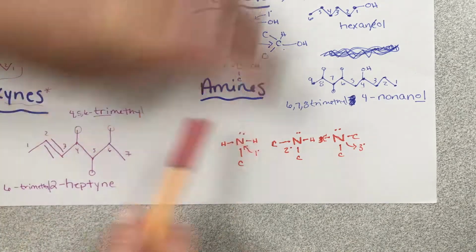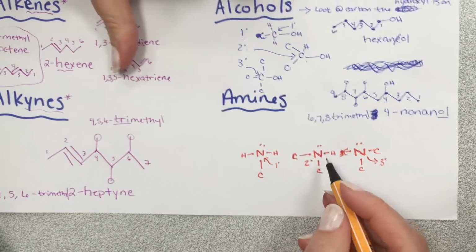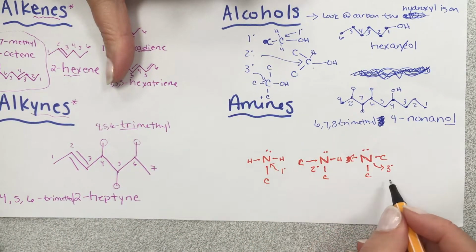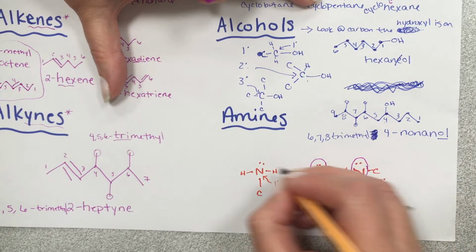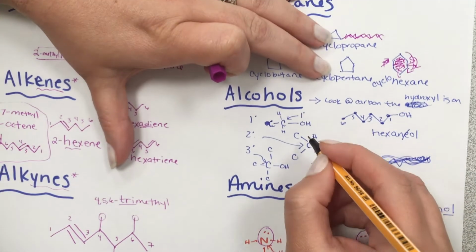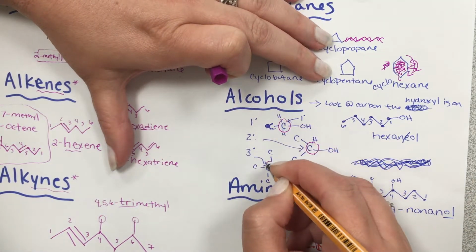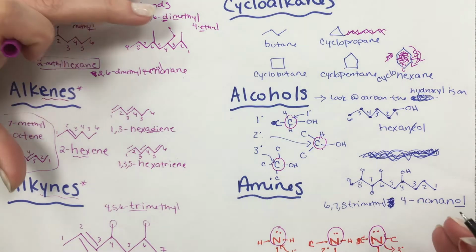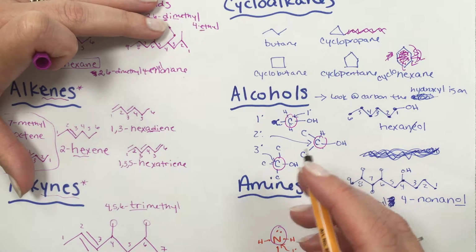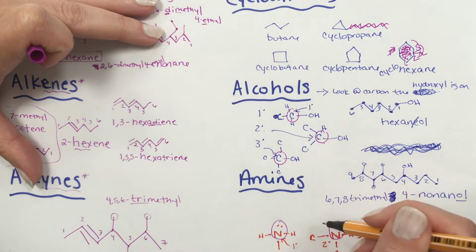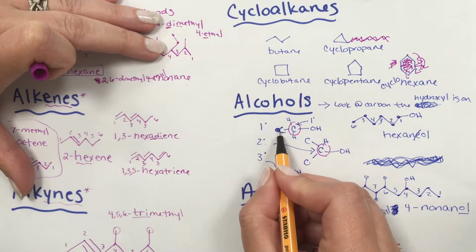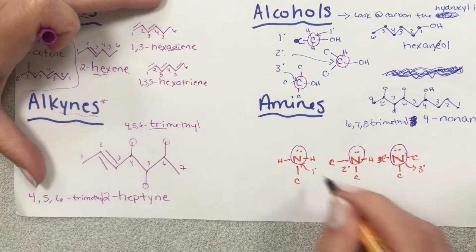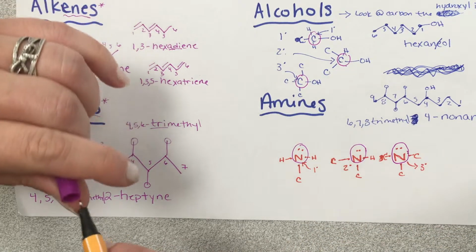So the main difference between alcohols and amines in determining primary, secondary, tertiary is that with the amines, you're looking at the nitrogen, and in alcohols, you're looking at the carbon the hydroxyl group is on. With either of these, what you're looking for is if there's 1, 2, or 3 carbons attached to it. Now, with this one, it could be 1 or 0. Here, it's going to be 1, 2, or 3.